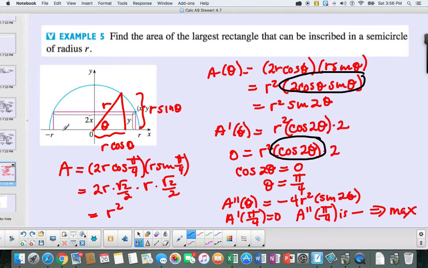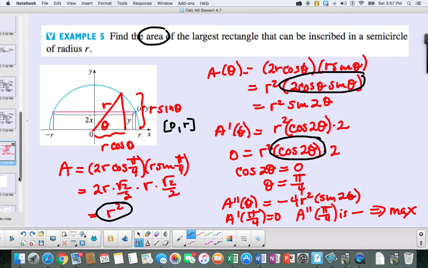Again, I'm not going to worry about an interval. The interval would have been 0 to r, but neither of those values would have given me an area of a rectangle. It would have been a collapsed rectangle. But the question just does ask for the area, so I go back to my area formula, and I put pi fourths in for the theta each time, and I get these values, and I still get the same number.